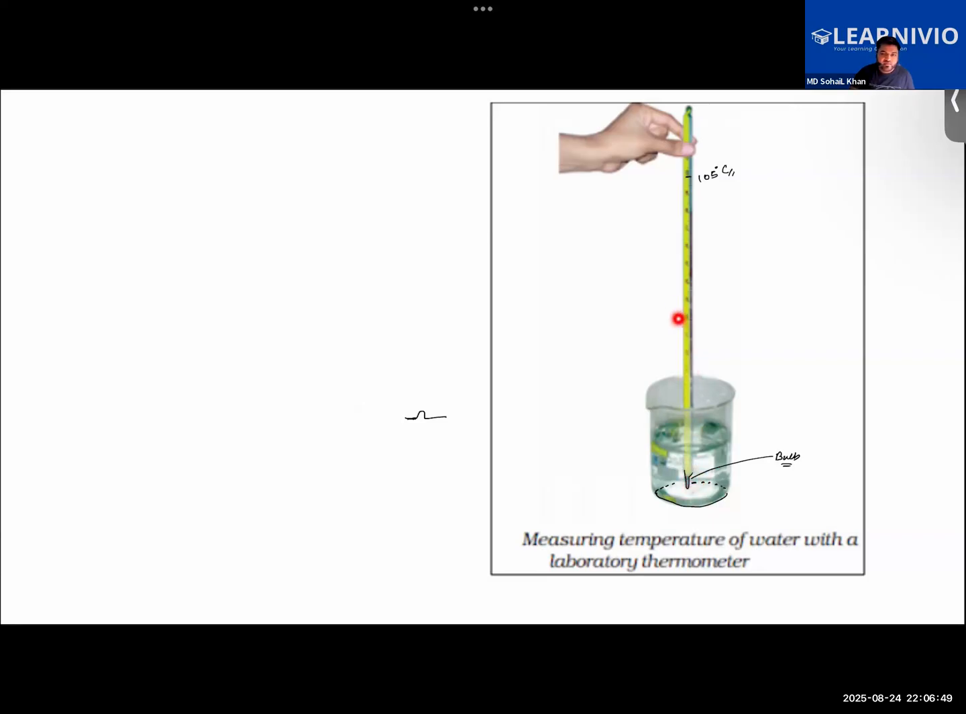So the reading will be taken by keeping it vertically, in a vertical position like this, and it should be kept immersed in the solution while you're taking the reading. It's not like you will take it out and then take the reading, because as soon as you take it out, the mercury will fall back to the bulb and you won't be able to take the reading. We should handle it with care since it is made of glass.